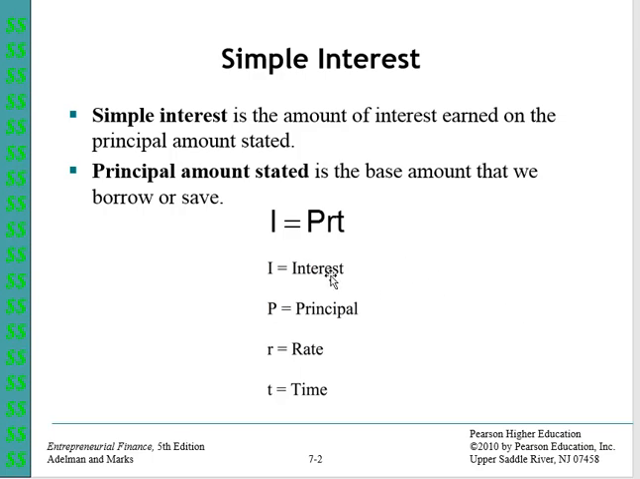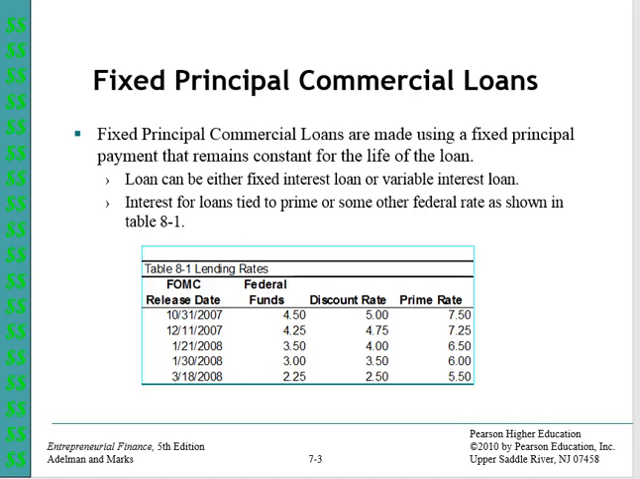So in this case, the interest equals the principal times the rate of return times the time frame. So if you invested $1,000 for 5 years and you earned 4%, how much would you ultimately have to pay in interest? Well, $1,000 times 5 years times 4% interest, you would only have to pay back $200. So the interest is based only on the principal.